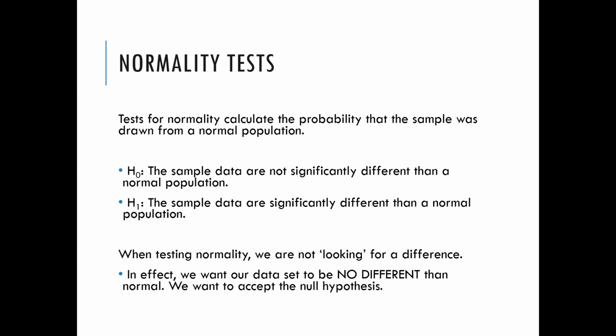So when we're testing for normality, we're not really looking for a difference. We're just trying to see if our data set was drawn from a normal population. In effect, we want our data to be no different than normal. We want our data to have been drawn from a normally distributed population. So in this case, we actually want to accept the null hypothesis. In most cases, people are more excited when they reject the null hypothesis because they want to see a difference in their data, a change, that some intervention has made a difference. But in this case, we actually want to accept the null hypothesis.